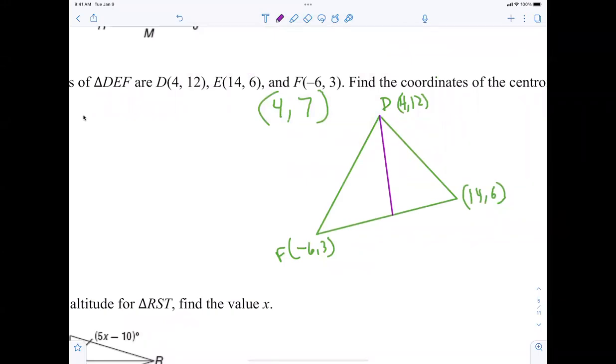So why is that a median right there? Yeah, it's in the middle, right? So I need this point right here, guys. Please tell me what that point is. Tell me. 4. Yeah, 4 and 9/2. Is everybody okay with that?